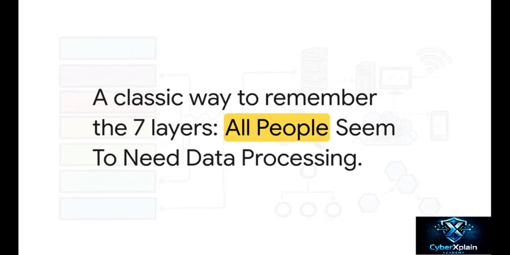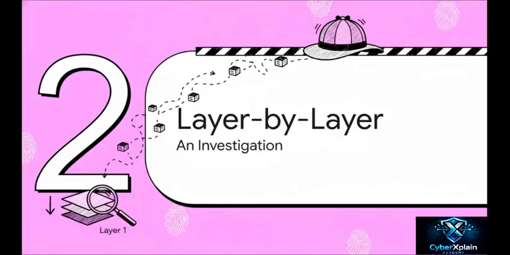Now, I know what you're thinking. 7 layers? That sounds kind of intimidating. But don't worry, network pros have this classic little trick to remember them. All people seem to need data processing. That stands for application, presentation, session, transport, network, data link, and physical. We're actually going to work our way up from the bottom, but this little phrase will help you keep them all straight. All right, let's put on our detective hats and start our investigation right at the scene of the crime. We're going to begin at the very bottom of this stack, Layer 1, and work our way up to see how your data makes its incredible journey across the internet.